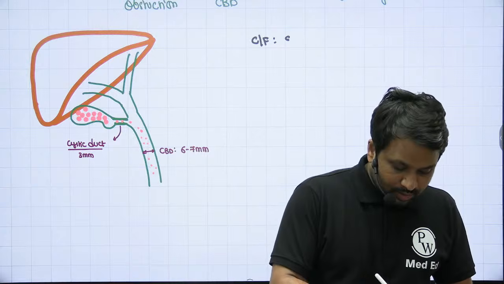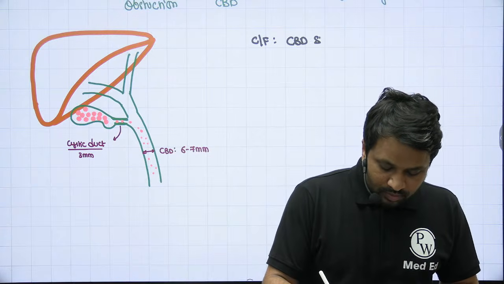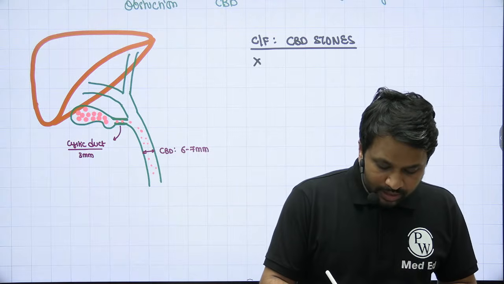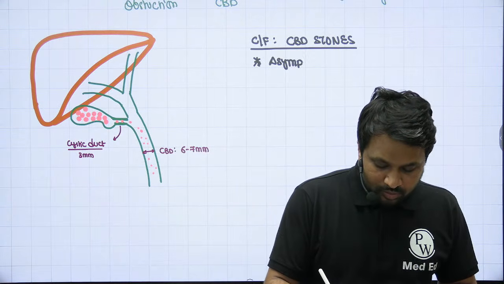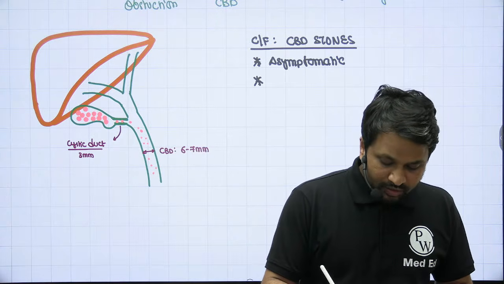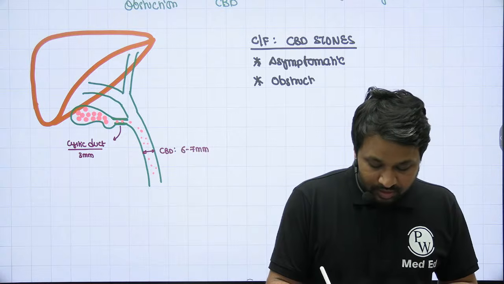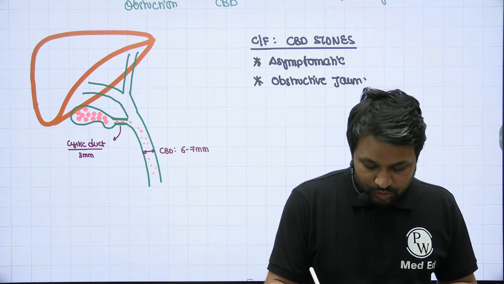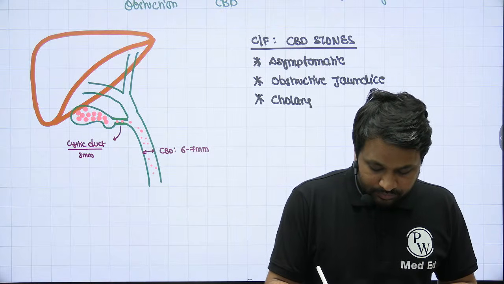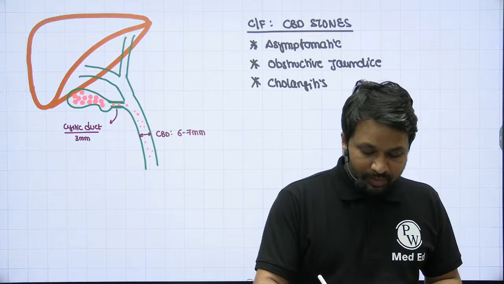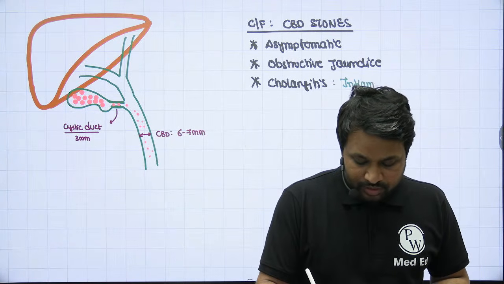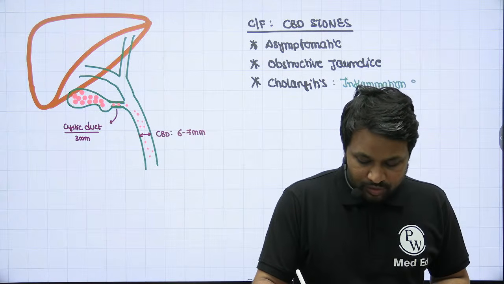So usually, the clinical features of CBD stones can present in 3 ways. One, it could be absolutely asymptomatic, an incidental finding. Second, it can cause obstructive jaundice. Third, it can result in cholangitis, that is inflammation of the bile duct. Cholangitis is the most severe form, and this is the inflammation of the CBD.